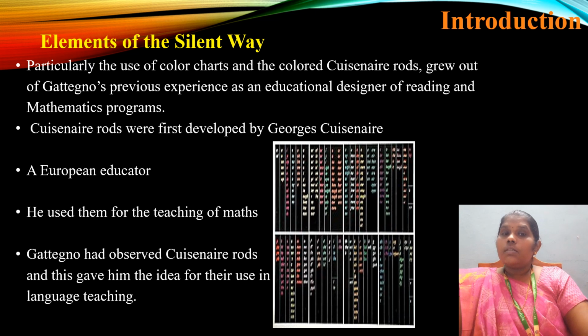This Georges Cuisenaire was a European educator, and Gattegno used this particular idea, which was once used for mathematics. He observed the ideas of Cuisenaire rods, and this gave him a hint about second language reading. Why can't we use these color-coded charts or Cuisenaire rods for teaching English language reading? So he applied that particular idea into this particular approach.